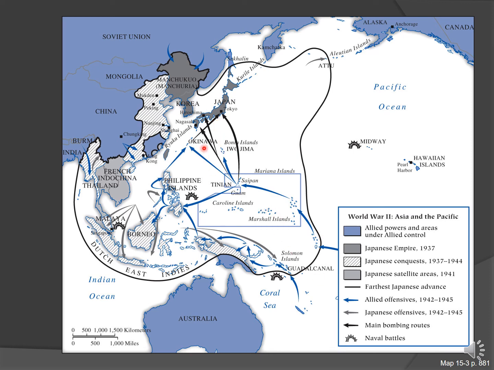So this map shows you the areas that the Japanese had conquered. You can see the areas that they considered their empire. You can see the areas that are satellite areas, and the farthest Japanese advance. So this black line here shows you the farthest Japanese advancement, and again the Battle of the Coral Sea, which I talked about a minute ago, is really critical in stopping them from advancing into Australia, and the Battle of Midway, critical for stopping them from advancing for a West Coast invasion of the United States.